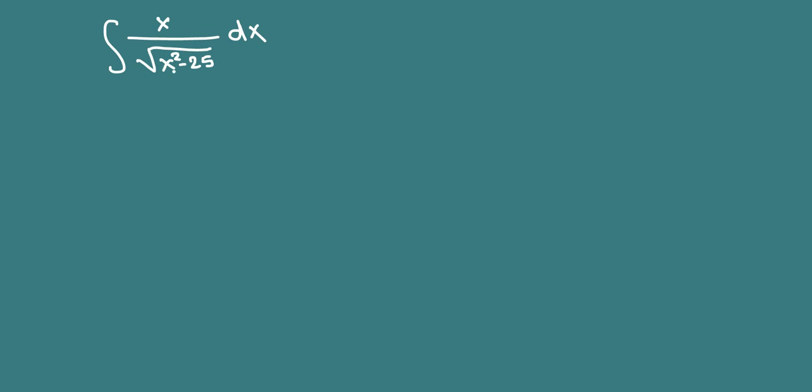This integral involves root x squared minus 25. So we need to get rid of this root first. For that we have to make a specific trig substitution. So we have the standard form u squared minus a squared, and this is in that form.